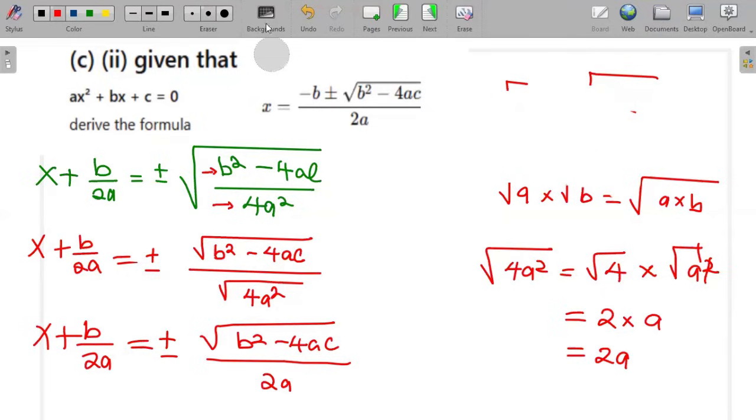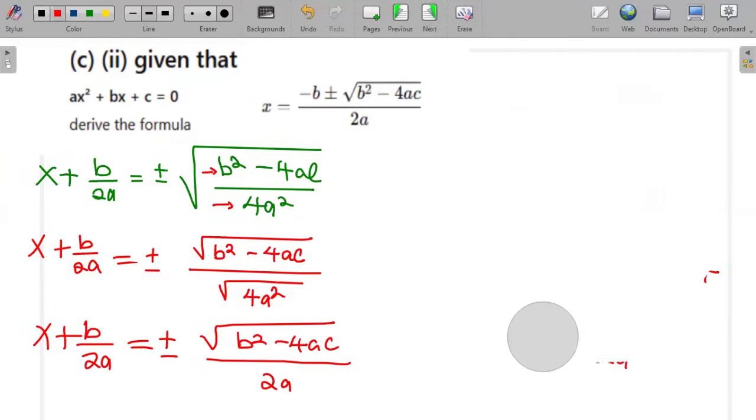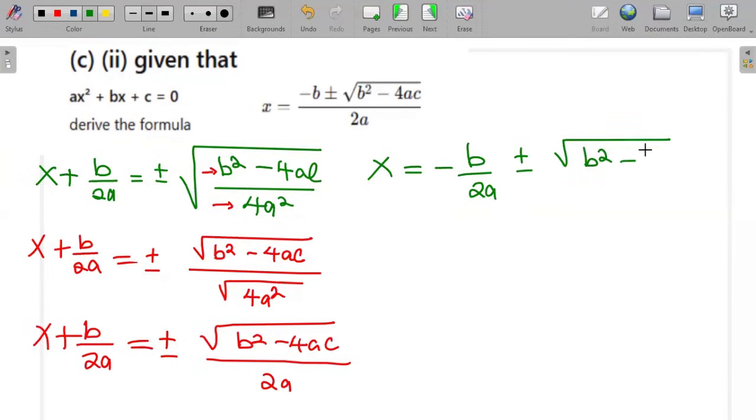All right, so we're almost there. You can see it's almost looking like this. And then from there, I'm just going to move this guy here to the right. So that will give me x is equal to, this guy is positive, when it moves to the right, it becomes minus b over 2a. Okay, and then I have plus or minus the root of b squared minus 4ac divided by 2a.